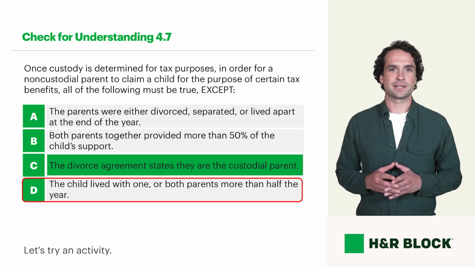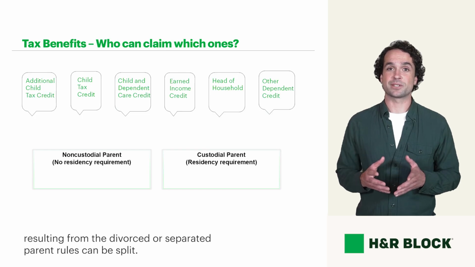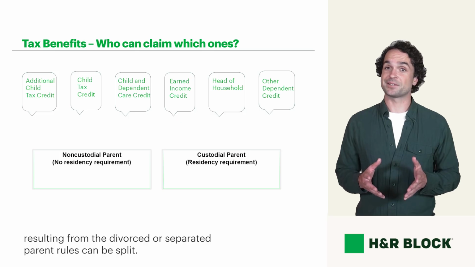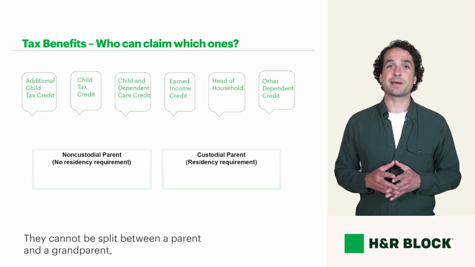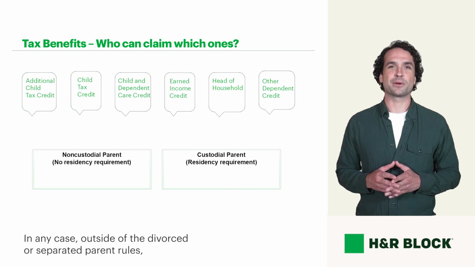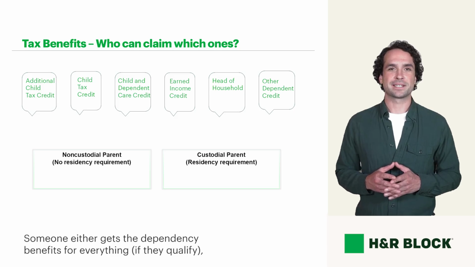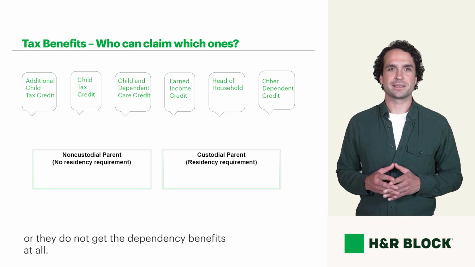Fantastic job! Let's try an activity. Only the dependent benefits resulting from the divorced or separated parent rules can be split. They cannot be split between a parent and a grandparent, for example. In any case, outside of the divorced or separated parent rules, dependency benefits are all or nothing. Someone either gets the dependency benefits for everything, if they qualify, or they do not get the dependency benefits at all.